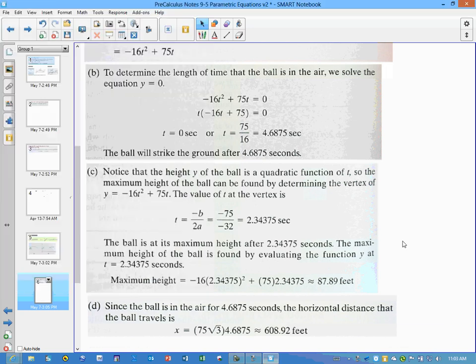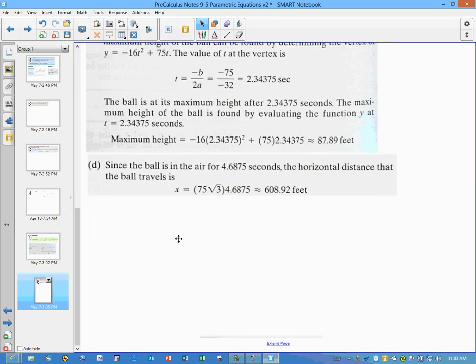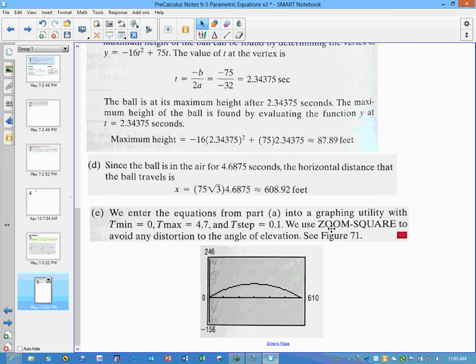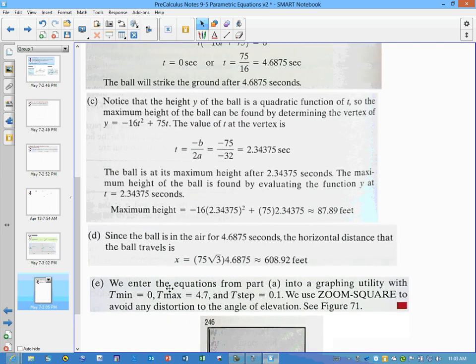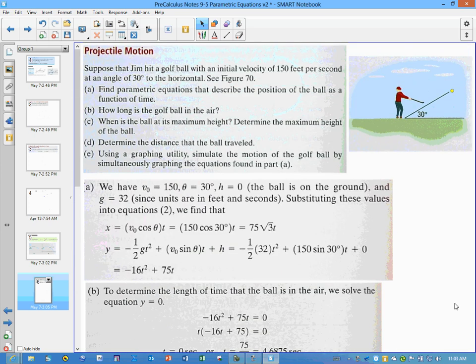All right, and with that, they do want to stress, of course, that you use that zoom square so you have a realistic looking flight path. And if you want to get a little tighter on your data, you could have used 4.7 as your maximum. I used 5. Either way, it's fine. But that's how we use the calculator. And we're done.